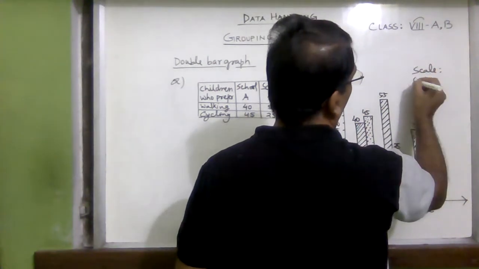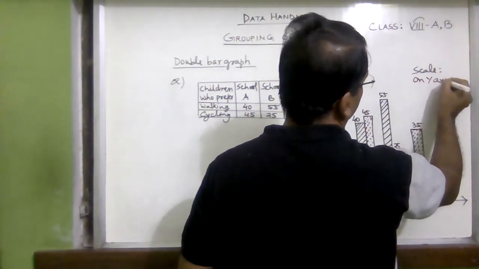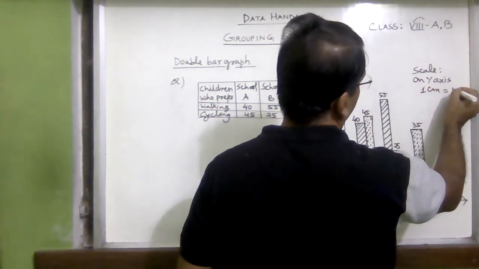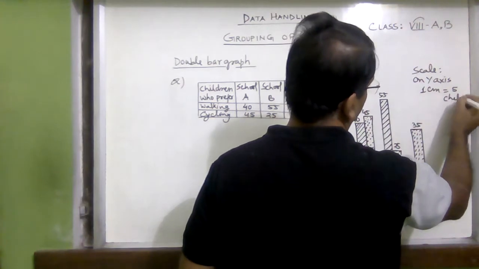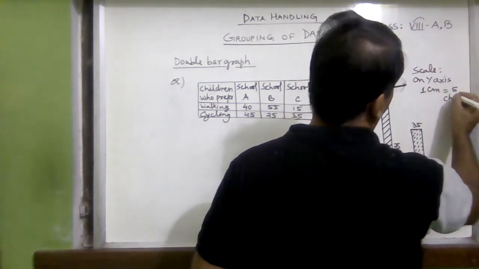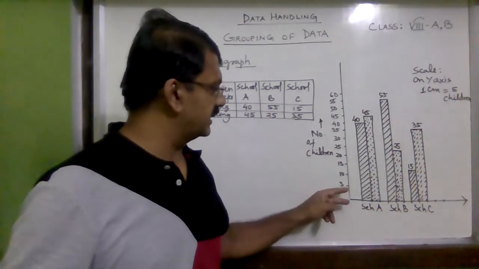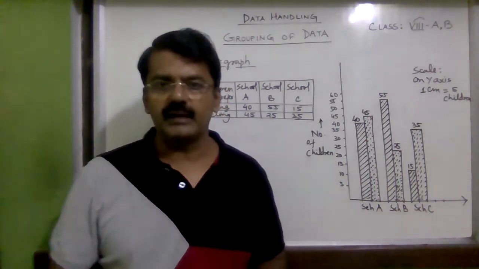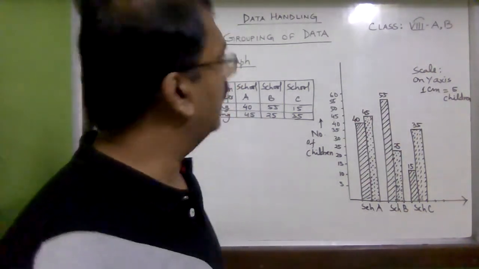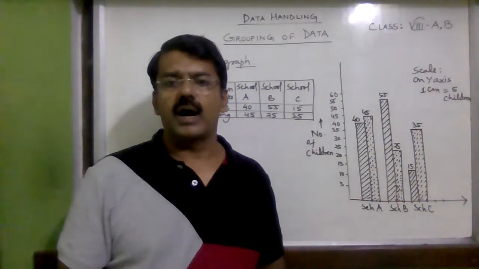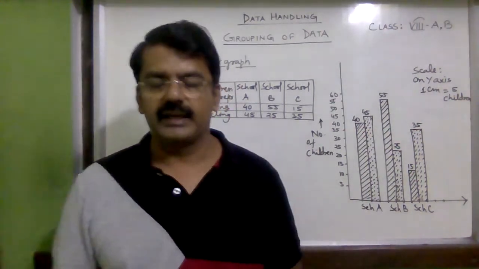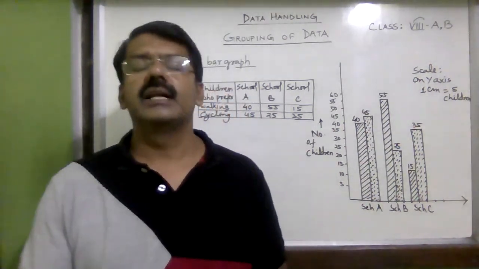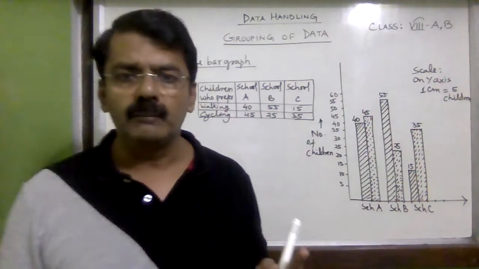And the scale is on the y-axis. 1 centimeter is equal to 5 children. Okay. On the y-axis you can see 1 centimeter is equal to 5 children. So this is the way we can make a double bar graph. And now I'll tell you how to group the data. If a data is given which is not organized, then how to organize that data or how to group that data.